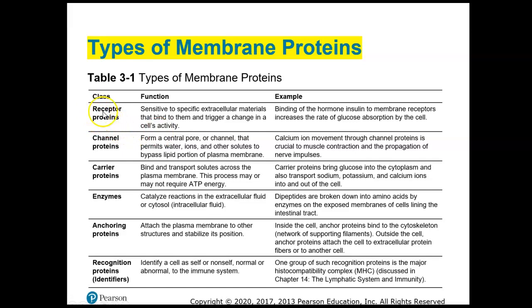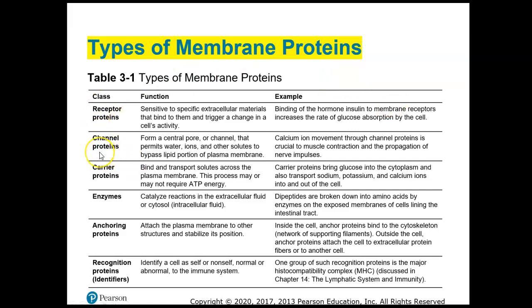So receptor proteins are sensitive to specific extracellular materials that bind to them and trigger a change in the cell's activity. For example, there's a receptor for insulin on certain plasma membranes, like plasma membranes of liver cells and muscle cells. The insulin will bind to the receptor, and that will allow the cell to bring glucose into the cell and lower the blood glucose levels.